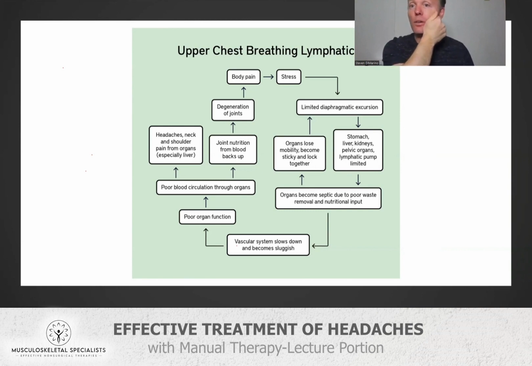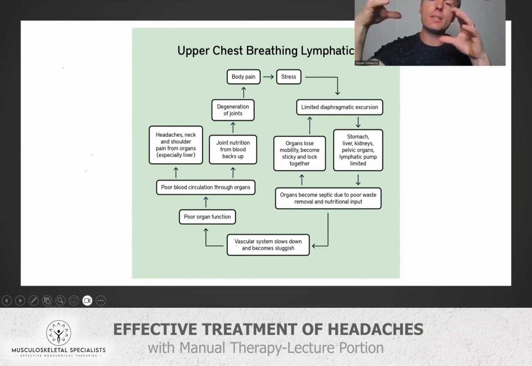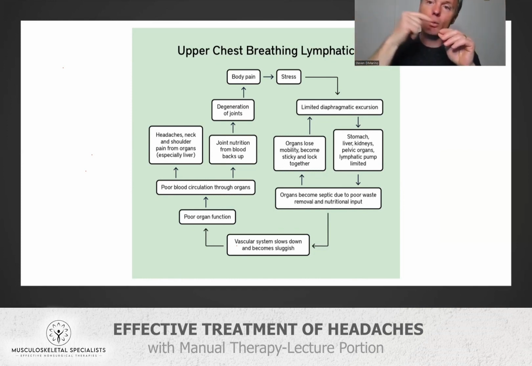So they got to drink some water and try to dilute this as much as possible. So here's the upper chest lymphatic cascade. Okay, so your upper chest breathing right here, you've got limited diaphragmatic excursion. Stomach, liver, kidneys, organs, the lymphatic pump is not working. It's limited, right? So now you've got septic waste. Now everything's septic. The nutrients can't get in because there's no pump, and the waste can't get out.